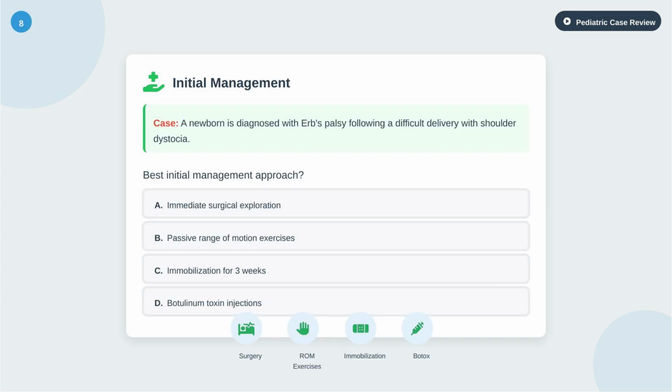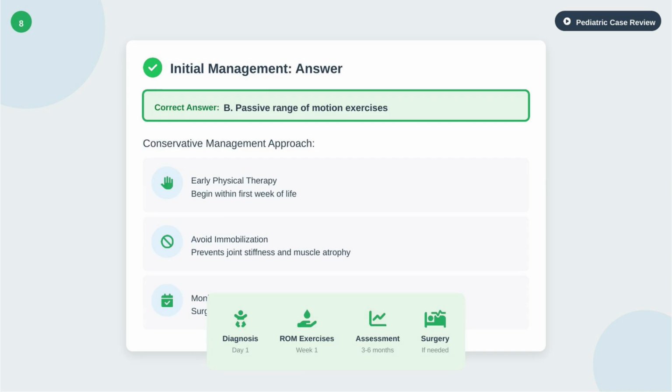A newborn is diagnosed with Erb's palsy following a difficult delivery with shoulder dystocia. What is the most appropriate initial management approach for this infant? A. Immediate surgical exploration. B. Passive range of motion exercises. C. Immobilization for 3 weeks. D. Botulinum toxin injections. The correct answer is B.